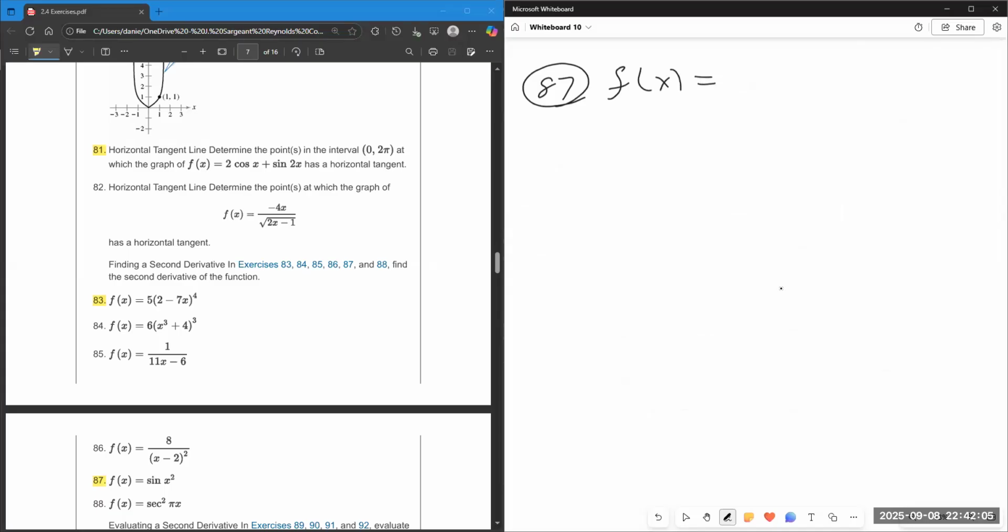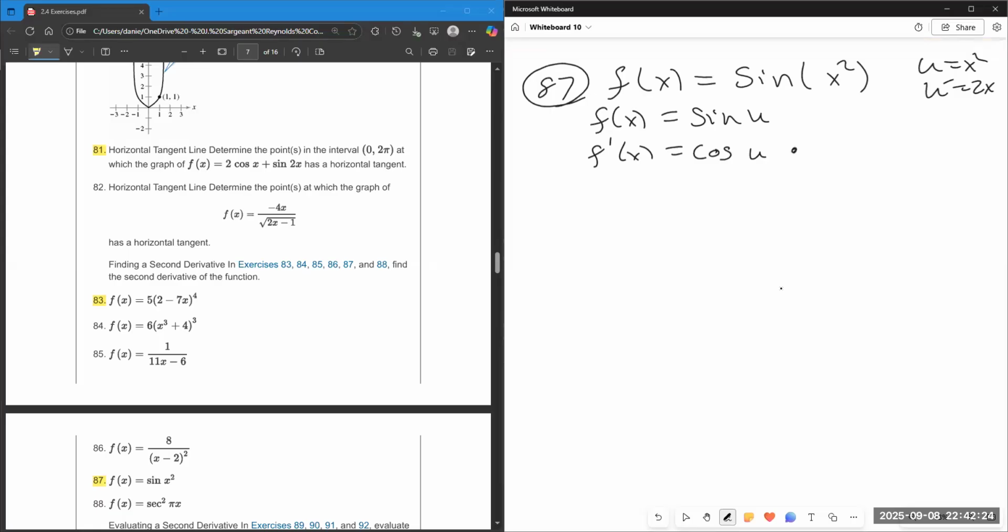f of x is sine of x squared. So u is x squared, u prime is 2x, f of x is sine of u, f prime of x is cosine of u times u prime. f prime of x is 2x cosine of x squared.